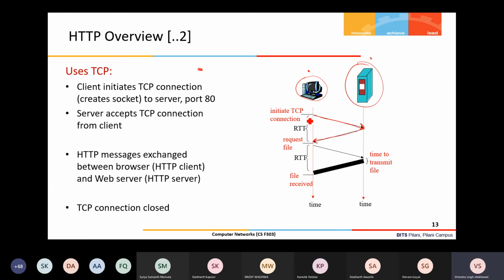Let us say this takes 1 RTT of time, consumed in opening this TCP connection. RTT means round trip time. After that, this connection is established. Connection established doesn't mean it's a circuit switch. Don't confuse it with that. It is not a circuit switch.